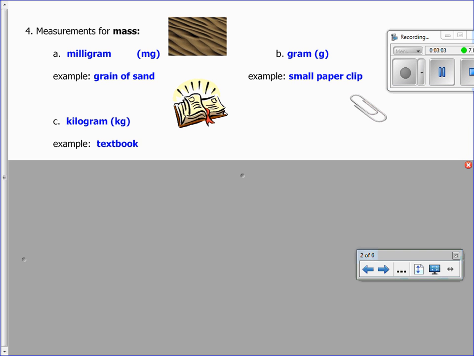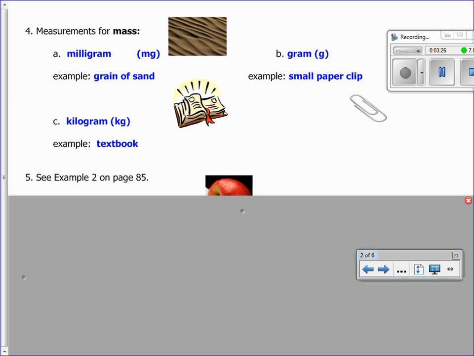The next and largest one that we're going to talk about in mass is kilogram, kg, and it has the mass of a textbook, is your example. Kilo is the largest prefix. Milli is the smallest prefix in these measurements. So pay attention to the prefixes of each of these measurements.